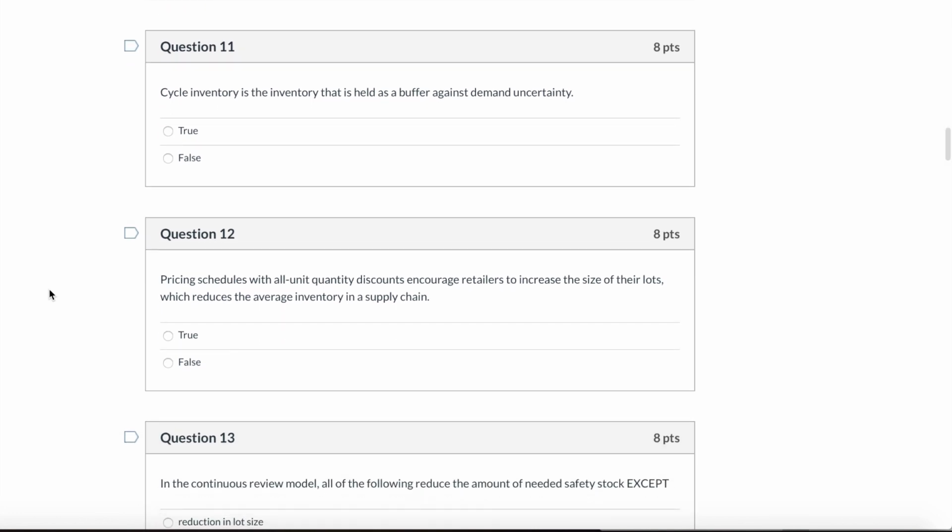Cycle inventory is the inventory that is held as a buffer against demand uncertainty. No, that's not true. Safety stock is that. Safety stock is the quote-unquote backup, or in their fancy terms, buffer against the demand uncertainty.